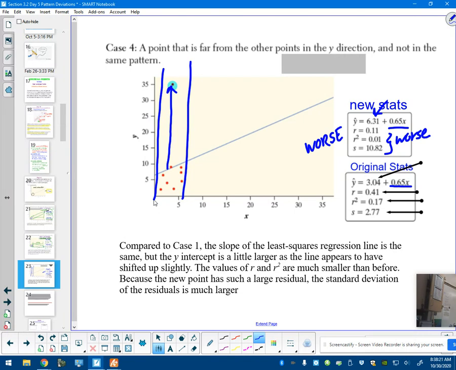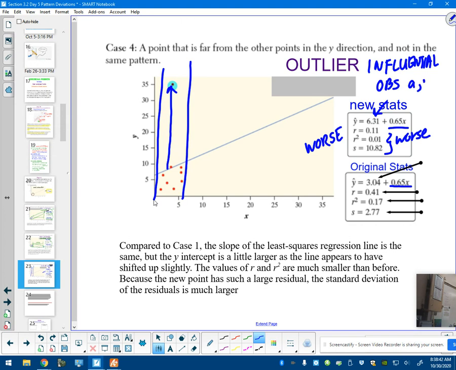So not only is this an outlier, which I would call regression or residual outlier, because that's what I called it for 18 years until they changed the curriculum last year. But it's also a what? Influential observation, because it changes A, R, R squared, and S. S really got bad. We used to only be 2.77 units of error, and now we're 10.82 units of error. This one stinks.